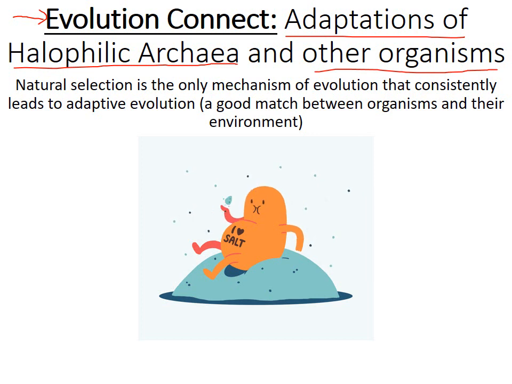So just a key point to remember is that natural selection is the only mechanism of evolution that consistently leads to adaptive evolution. It results in populations that are better fit for their environment. So we're going to take a look at some of those key adaptations that exist today in many of these organisms, especially in some of the unicellular organisms that we often don't spend as much time studying in the grade 11 biology unit.